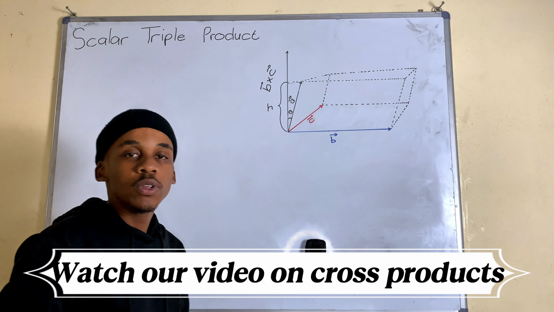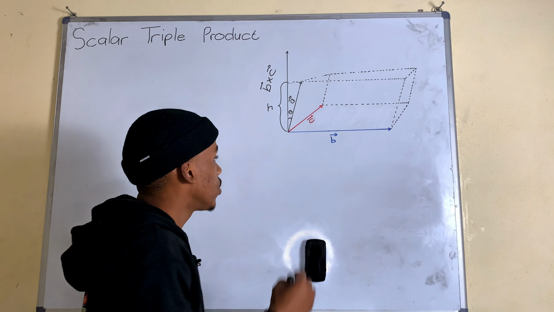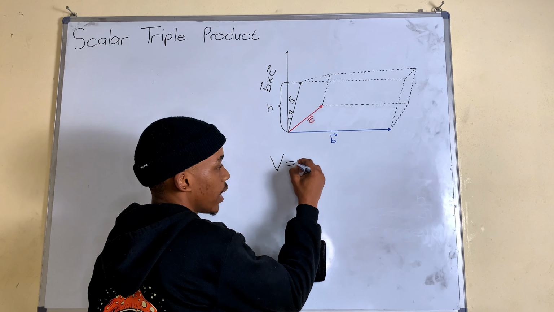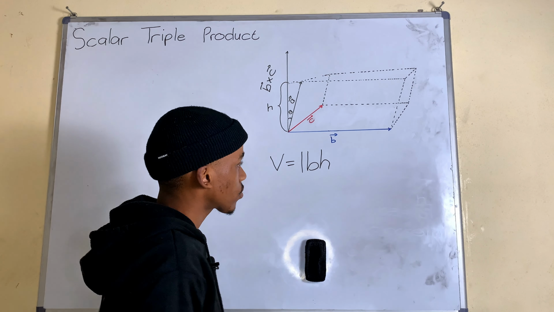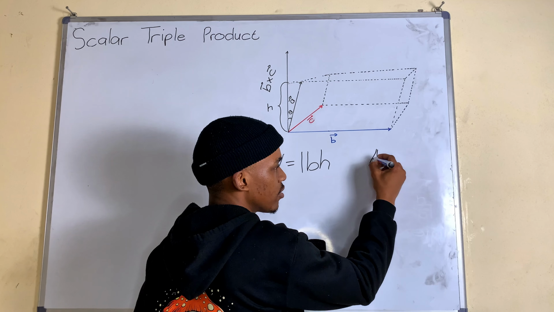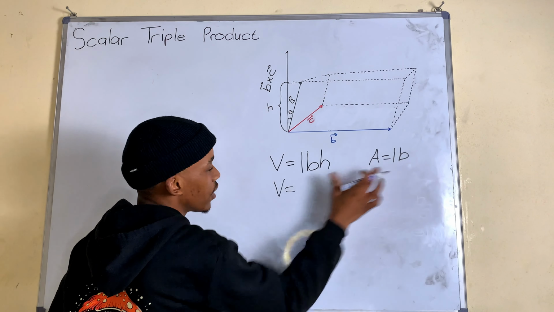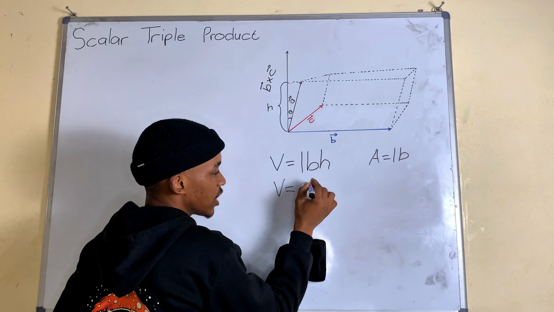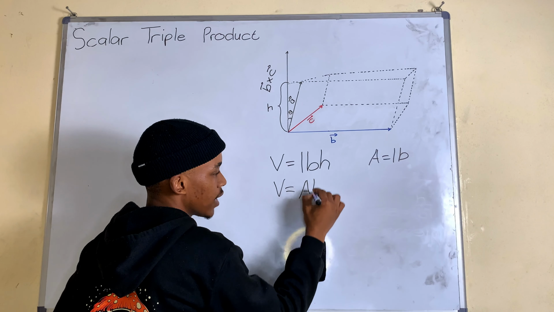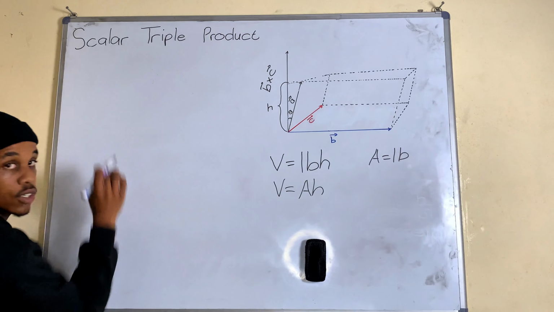Alright, we will now try to solve for the volume of this shape. As we know, volume is given by length times breadth times height. And the area can be given by length times breadth. Substituting the area into this formula, we realize that the volume can also be expressed as the area times the height. I'll just shift this over here to make space.